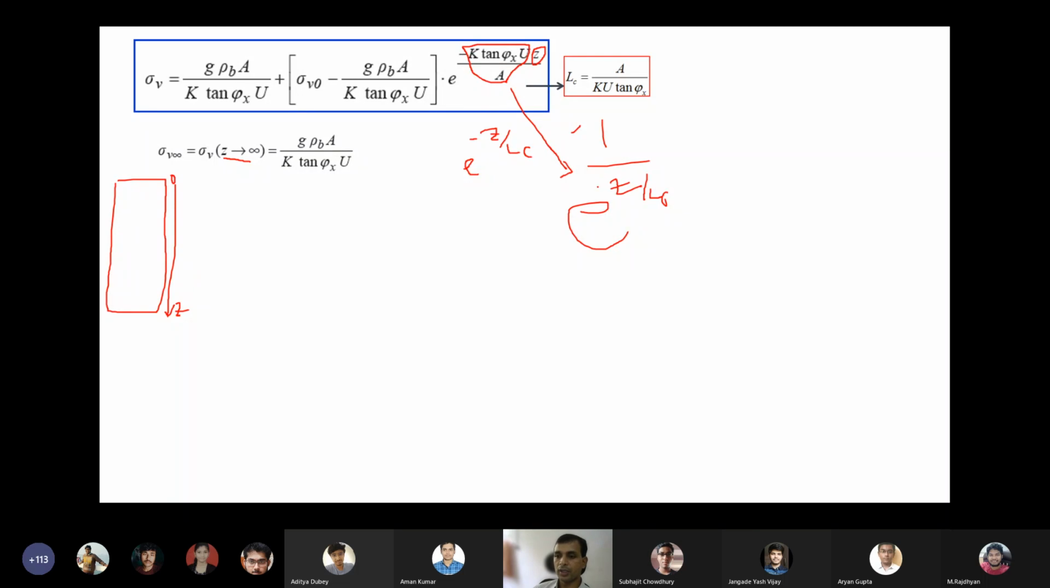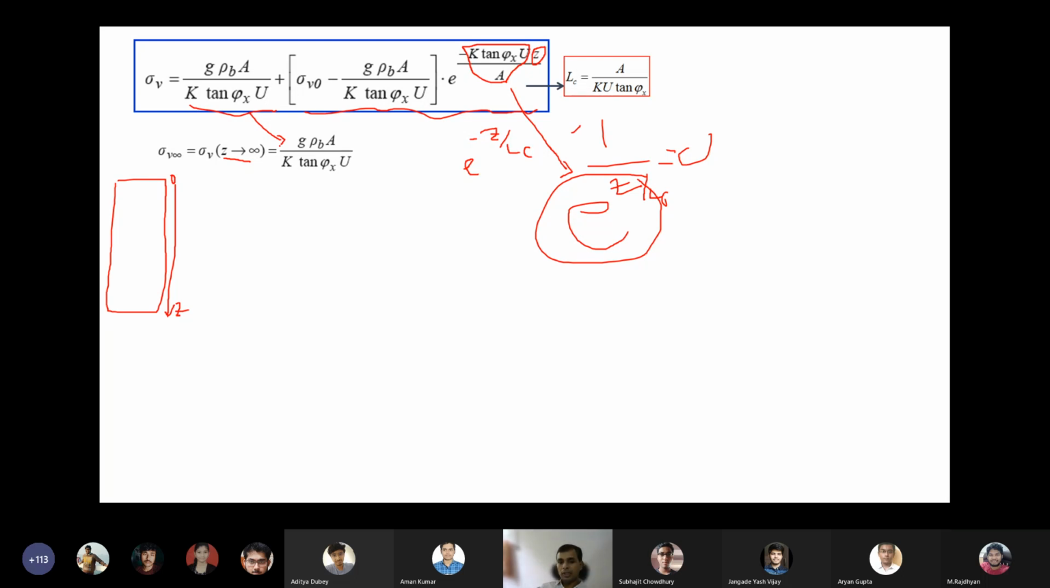When Z tends to infinity, what will happen? This is infinite. 1 over infinite is 0. So this whole term becomes 0, and you will have only this term. So that is what is represented here.